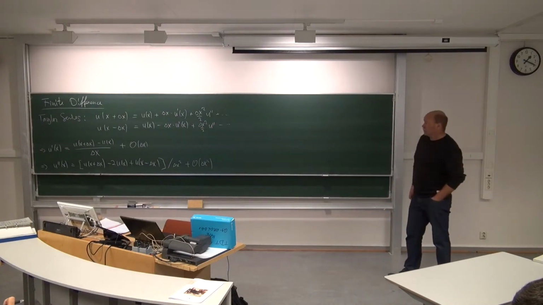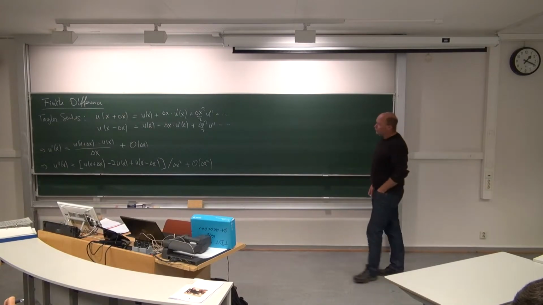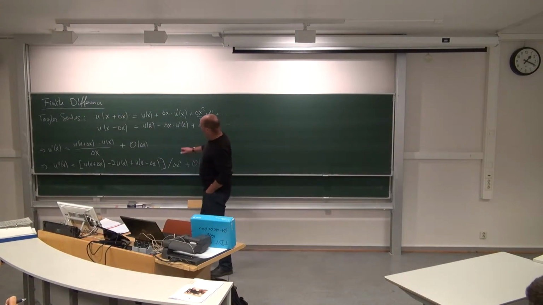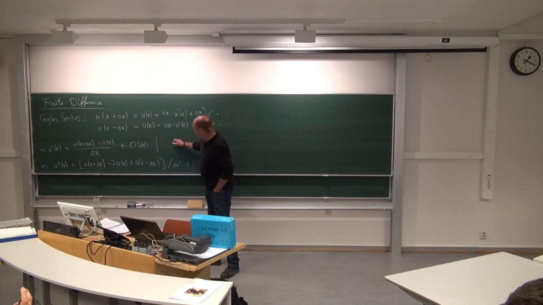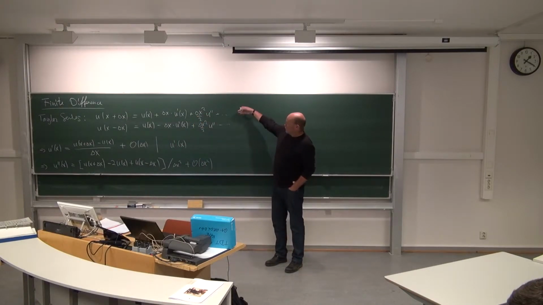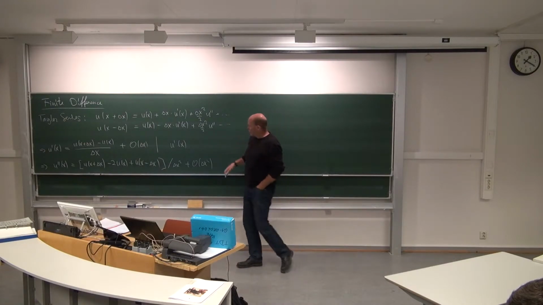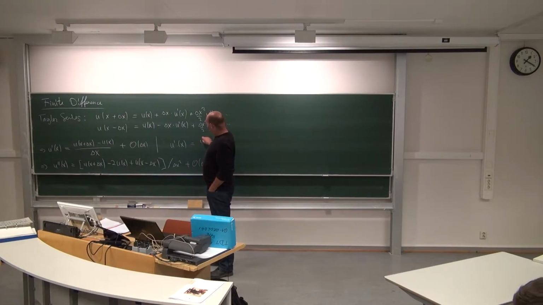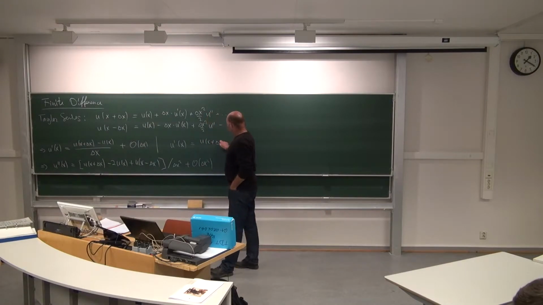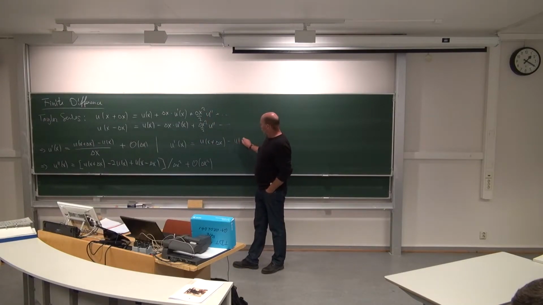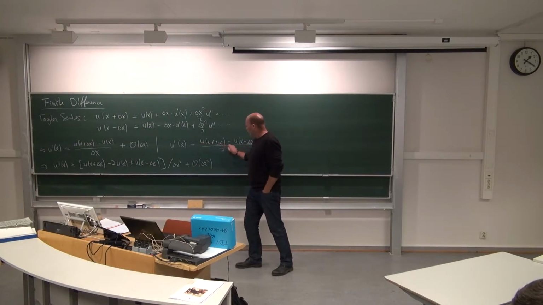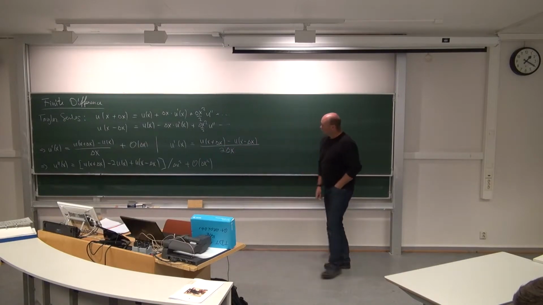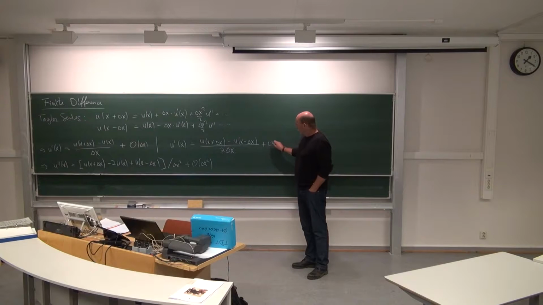You can also use a higher order recipe for the first derivative. That would be better. Not a forward, not a backward. If you do it like this, u derivative of x, that's just the first line minus the second one, and then a little algebra: u of x plus delta x minus u of x minus delta x divided by 2 times delta x. This is second order accurate.